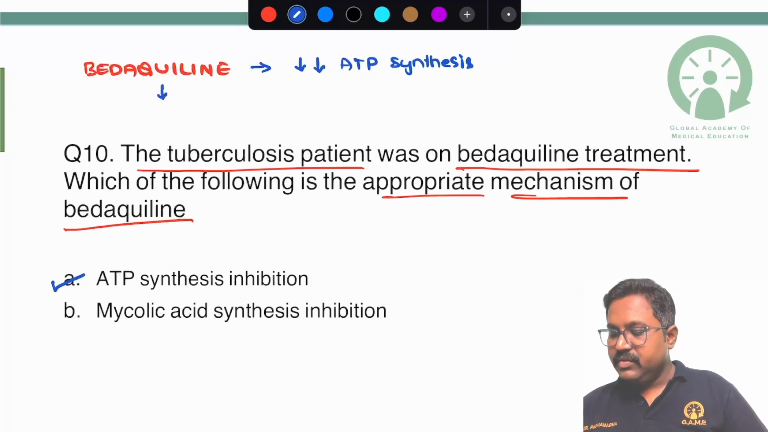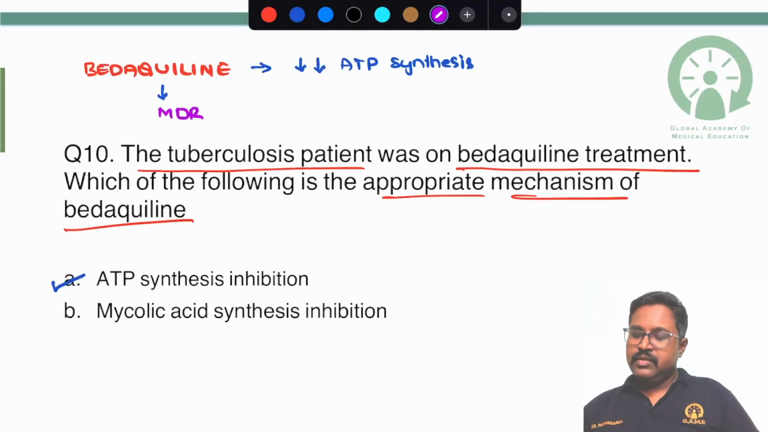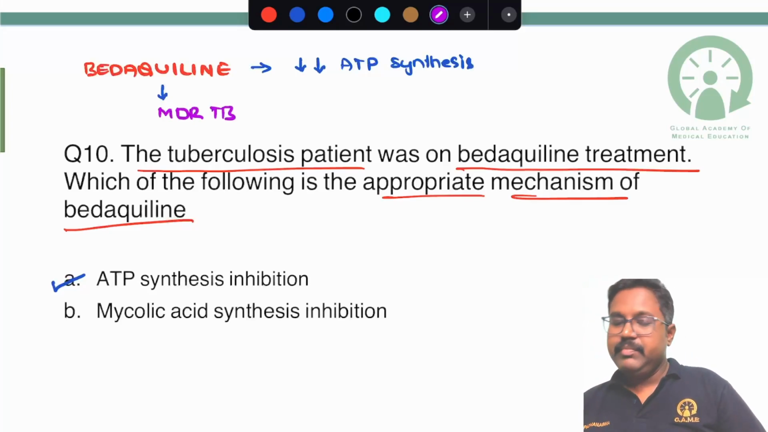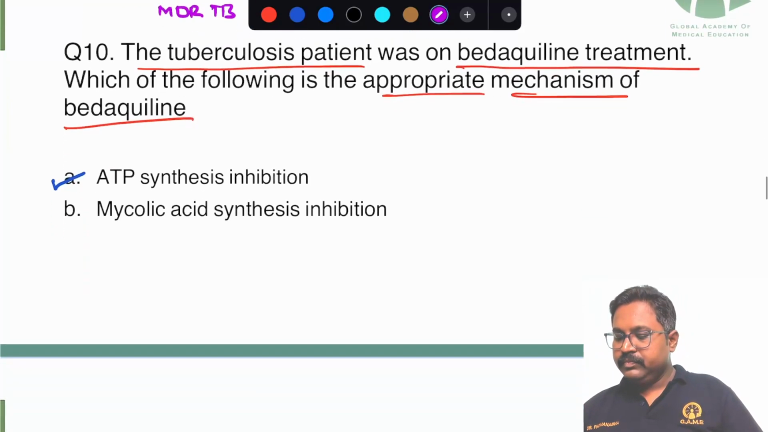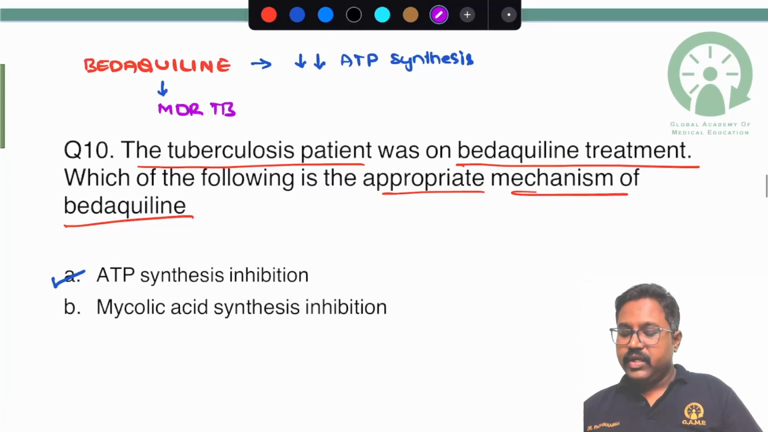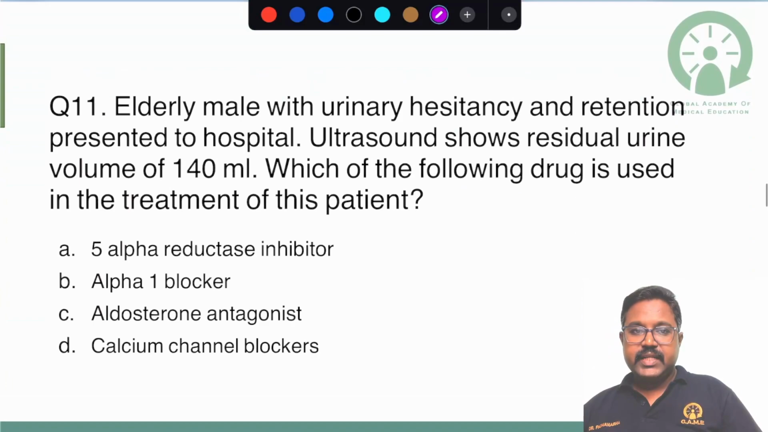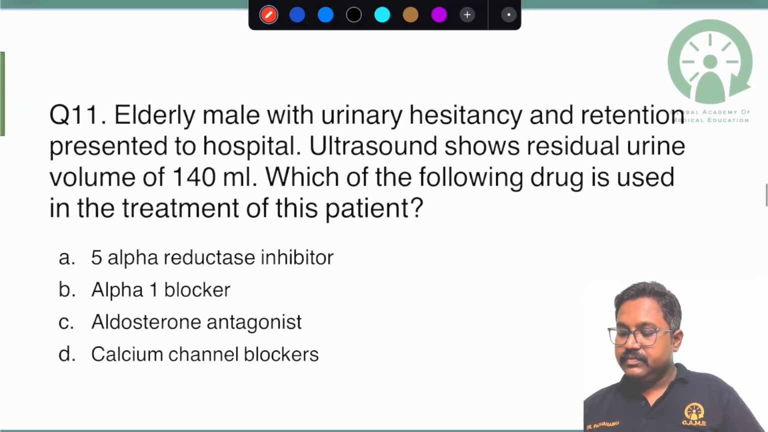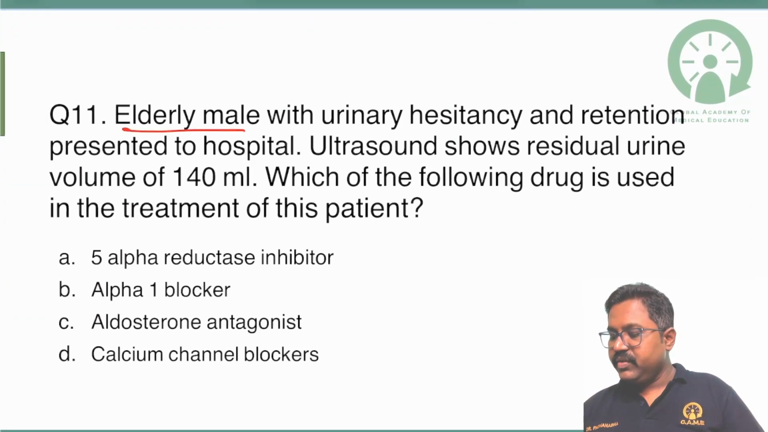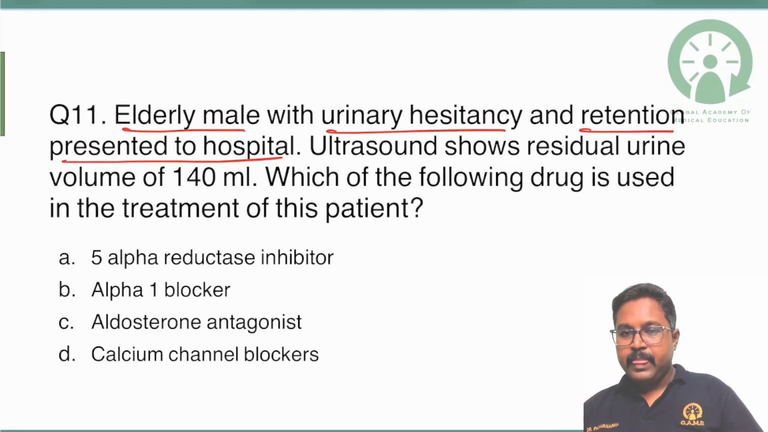So basically where are they used? Used in the treatment of multi-drug resistant tuberculosis, MDR-TB. This is one of the newer drugs. So next, moving on to the question number 11. Question number 11, that is an elderly male with urinary hesitancy and retention who presented to hospital.